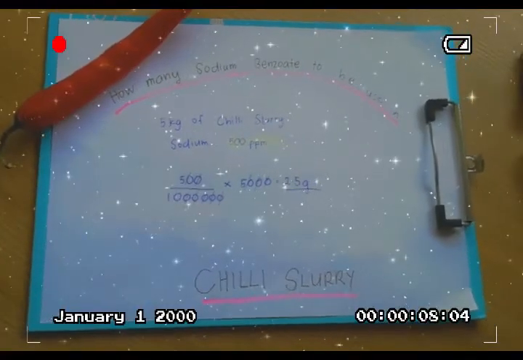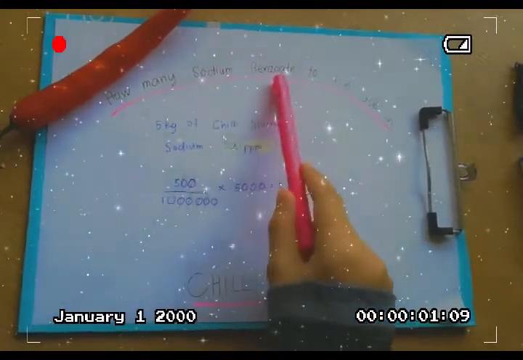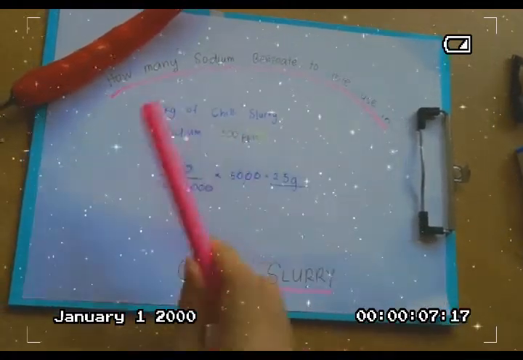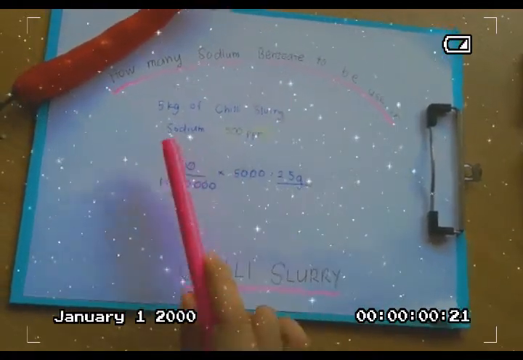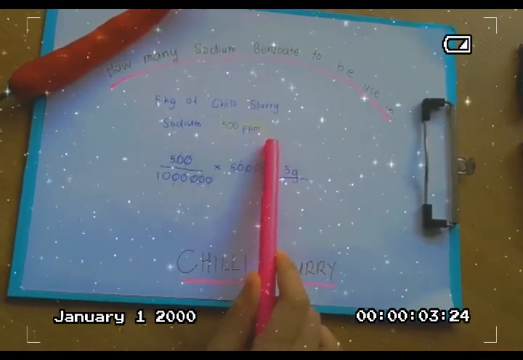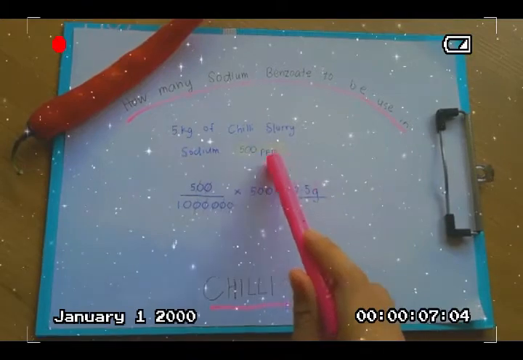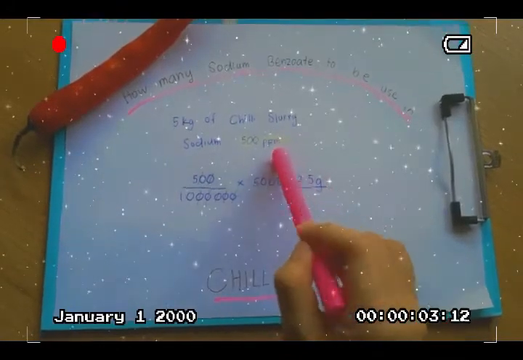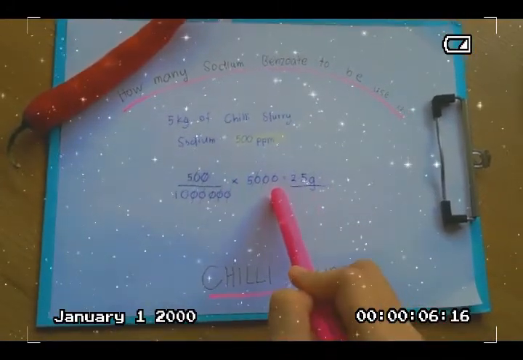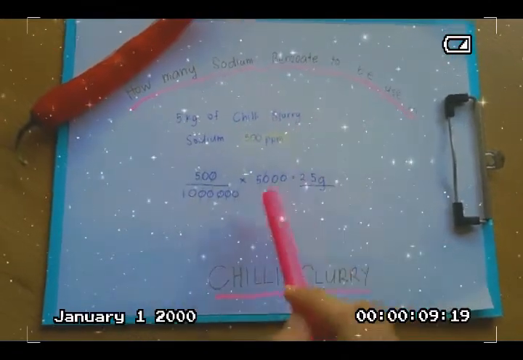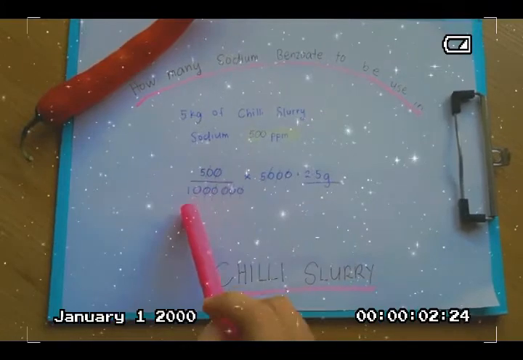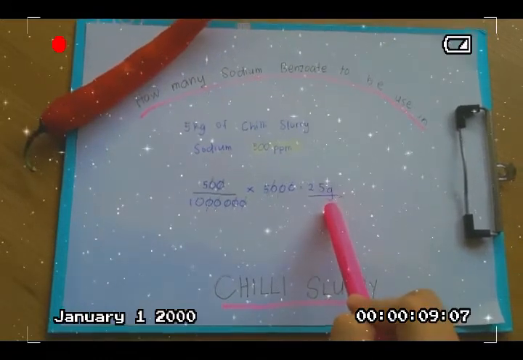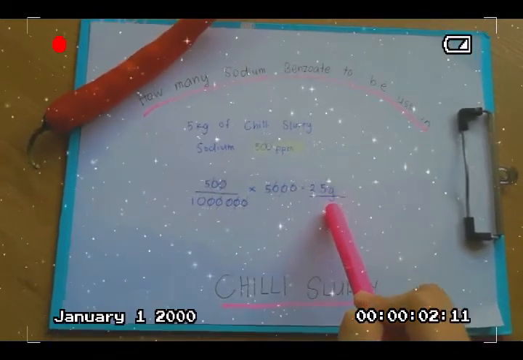Okay, in this part, we are going to calculate how much sodium benzoate is to be used in the chili slurry. As an example, we will be using 5 kg of chili slurry and sodium benzoate of 500 parts per million. So 500 parts per million will be here, over 1 million, and times 5,000 because 5 kilos of chili slurry is converted to grams. 500 divided by 1 million times 5,000, we will get 2.5 grams. So the sodium benzoate that we will use is 2.5 grams.